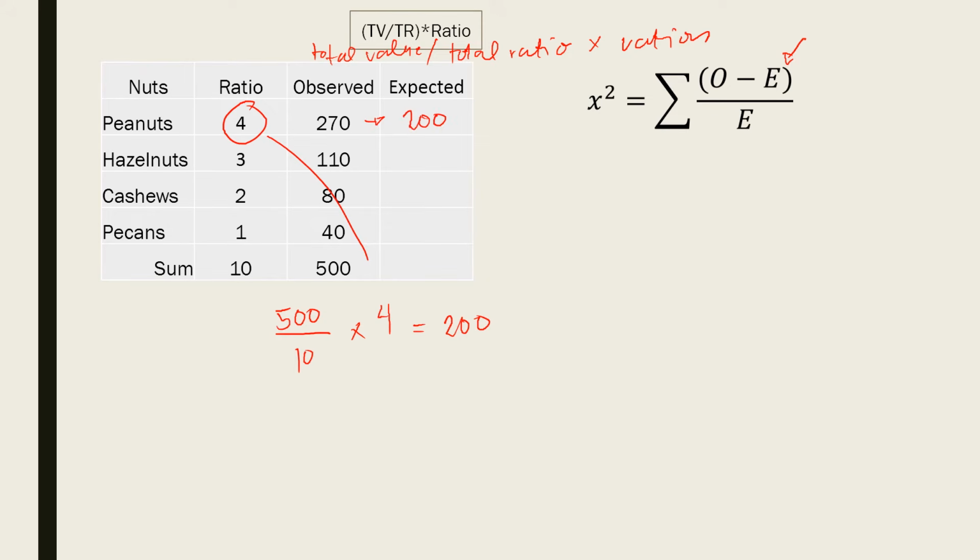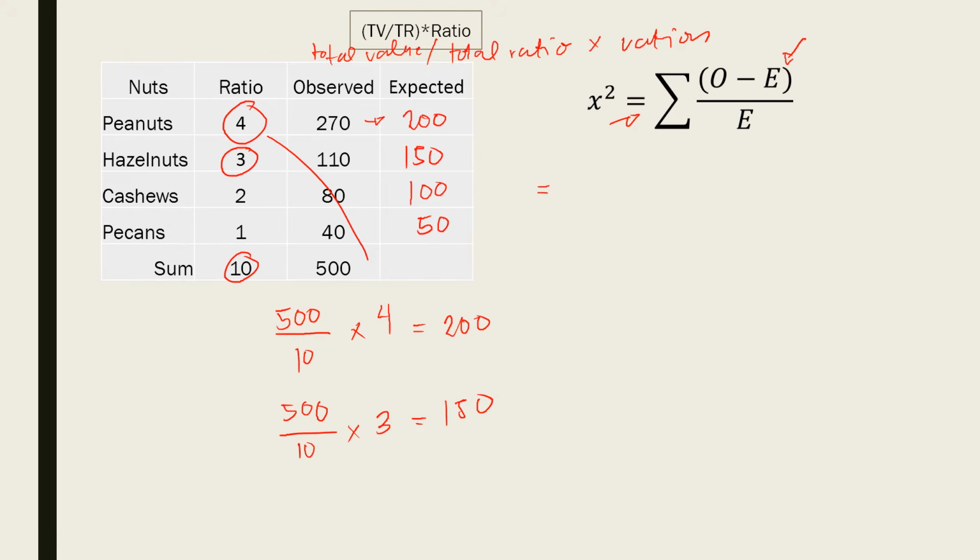Okay, again, for hazelnuts, let's start with 500, which is the total value, divided by 10, which is the total ratio, times the individual ratio of hazelnuts, which is 3, and that would give us 150. We have 100 over here and 50 over here. Very simple computation.